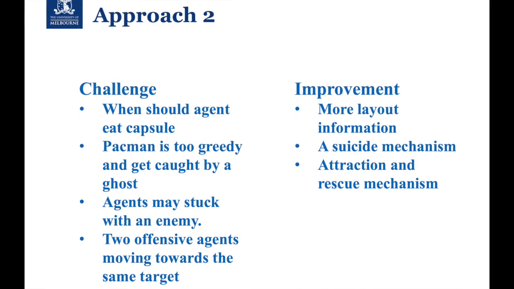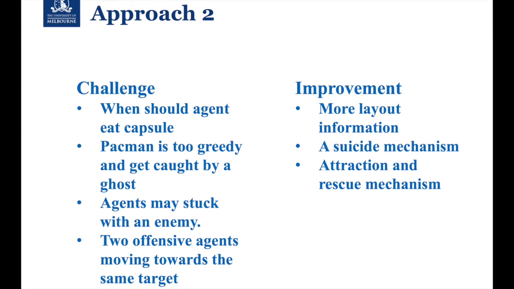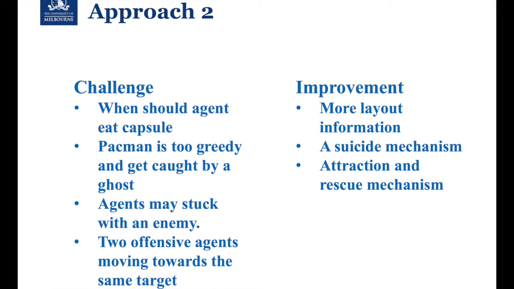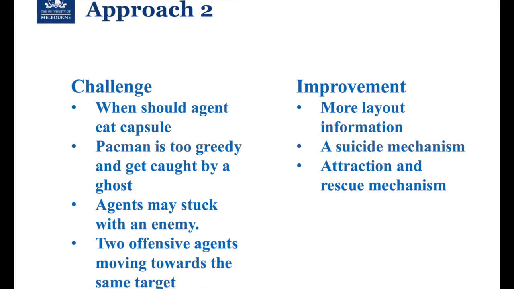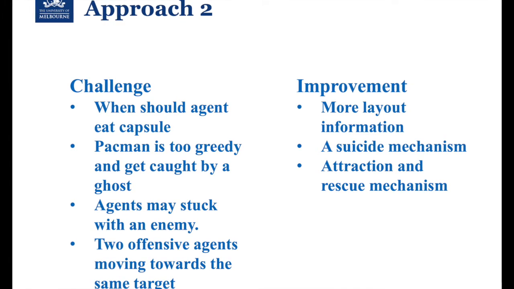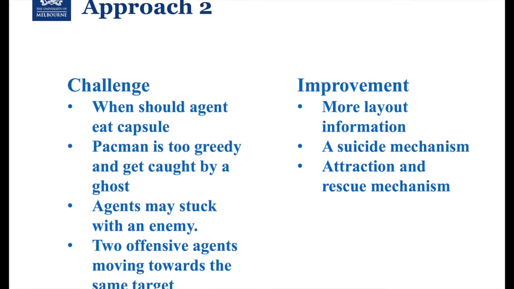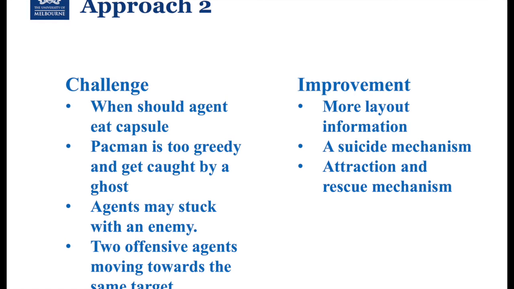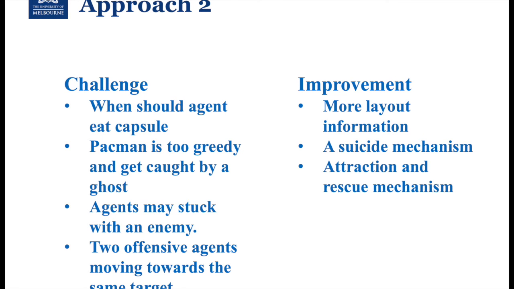For the future improvements, reading more information about the layout can help our agent make a better decision when it is facing a deep corner or other traps. The second one is setting a suicide mechanism for the agent when the way back home is blocked by enemy ghosts, so that the food can be eaten by other teammates. The third one is to handle the situation where one ghost blocks the way of 2 offensive agents. We could let one agent attract the attention of the ghost to handle this.